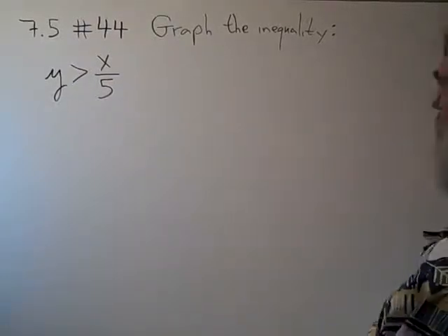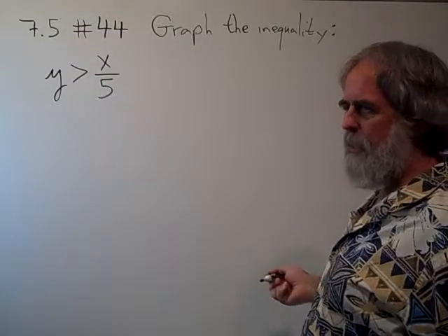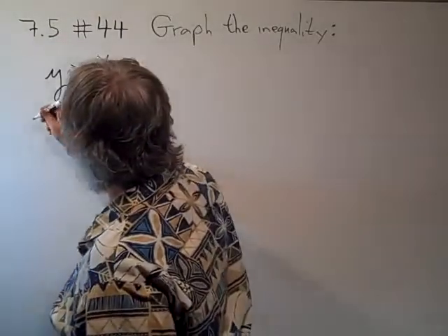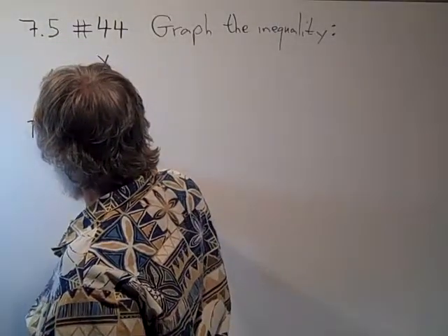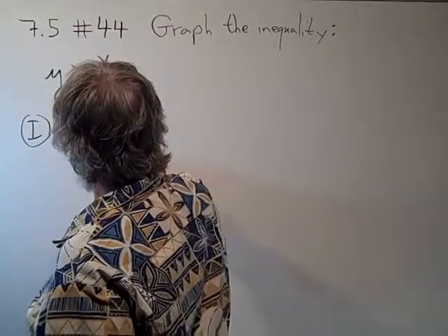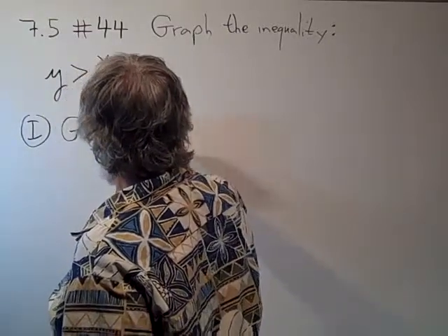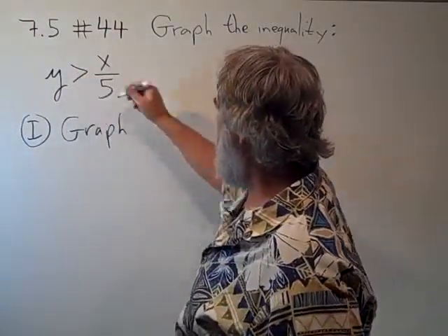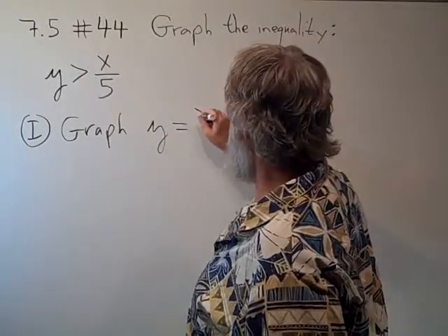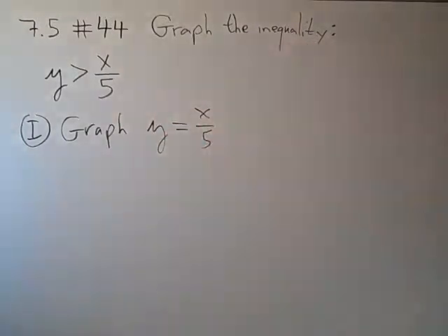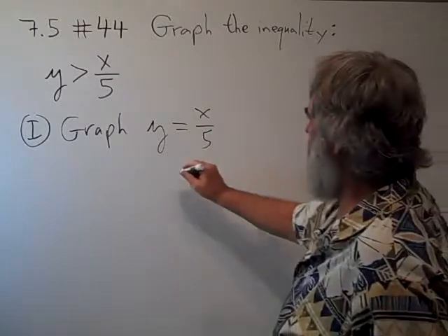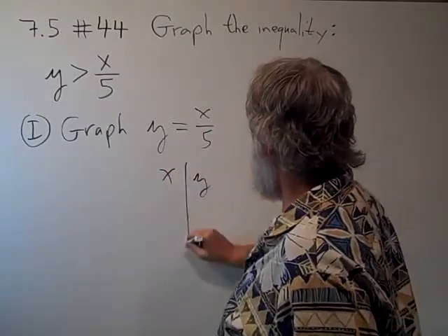To graph this linear inequality, as with any linear inequality, we do the following two-step process. First of all, graph the line you get when you turn the inequality into an equal sign. Okay, let's graph that line. We need 2 points that are on the graph.